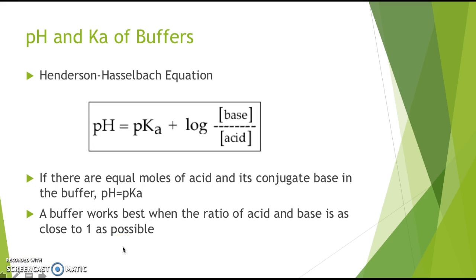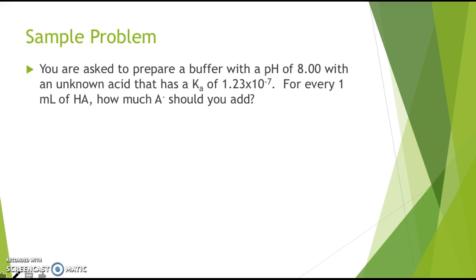The log of 1 is 0, so if there are equal moles of the acid and its conjugate base in the buffer, pH is equal to pKa. pH is the negative log of the hydronium ion concentration, so pKa can be found by finding the negative log of the Ka value of the acid. A buffer works best when the ratio of acid and base is as close to 1 as possible.